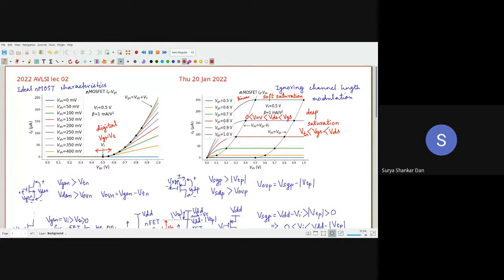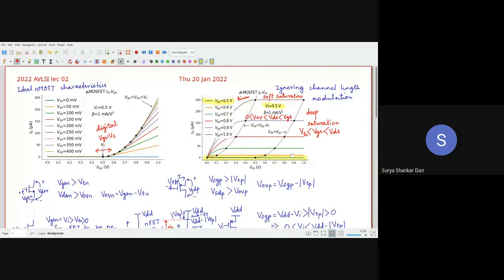So if we want to look at digital here, notice that this is VGS equal to 0.5 and VT is 0.5. So where is the characteristic corresponding to that? This one, right? The blue line. As one of you said, it is zero. It's not exactly zero. It's lower than microamperes, much lower, maybe nanoamperes or so of current.